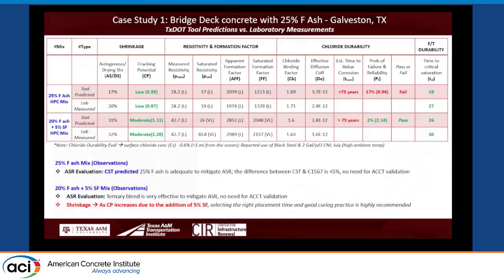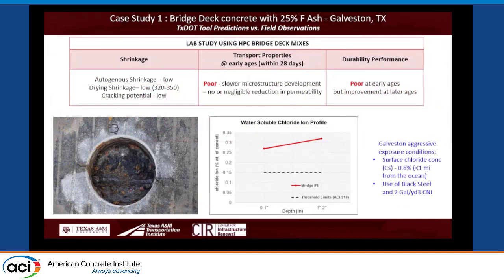So we went to the field and checked the bridge deck, and we took a bunch of cores, and you see they used black steel. No epoxy coated steel, and the CNI dosage was, I think, 2 gallons per cubic yard. And you see the surface chloride up to 2-inch depth is very high. So the chloride concentration is high. They used black steel, the mix failed, the transport property failed, and corrosion occurred. So it's a proven case study, right?